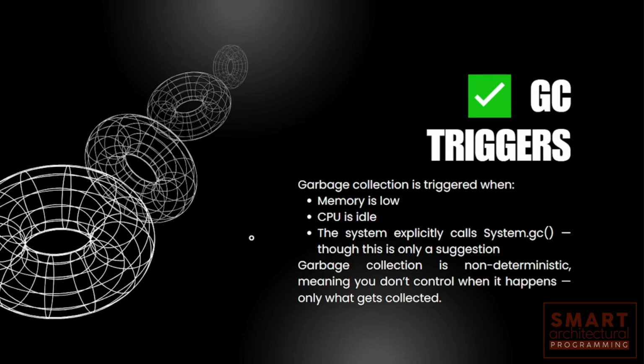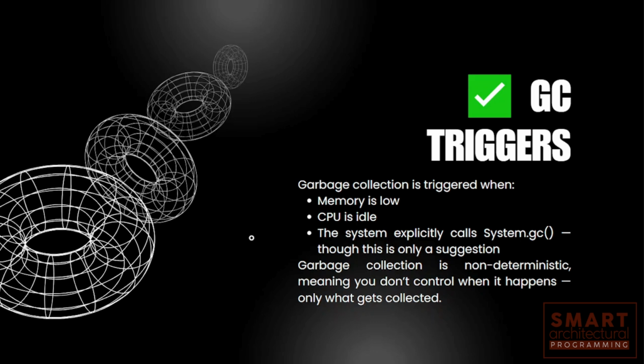The next thing in the Java garbage collection concept that we're trying to understand is GC triggers, or garbage collector triggers, right? Garbage collection is triggered when memory is low, or the resources that you have access to become low, when the CPU becomes idle with no activity, or when the system explicitly calls the System.gc command, though this is only a suggestion for the garbage collector. Garbage collection is usually non-deterministic in the sense that you can only manage what gets collected, but you cannot manage at what time the garbage collection should be done.